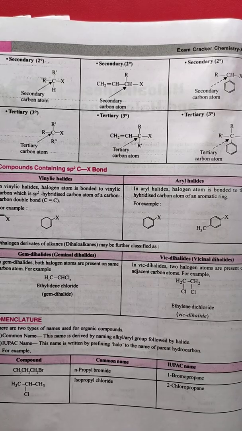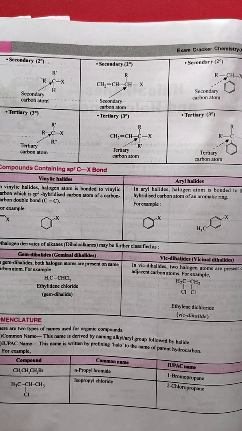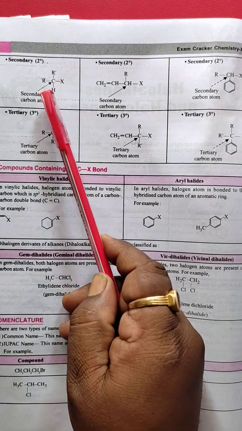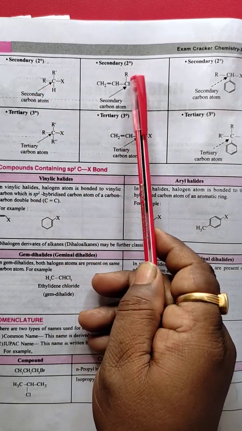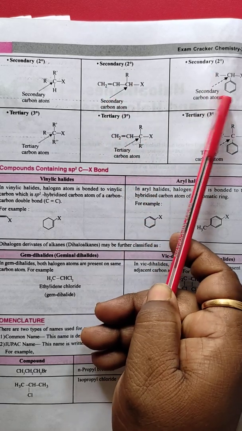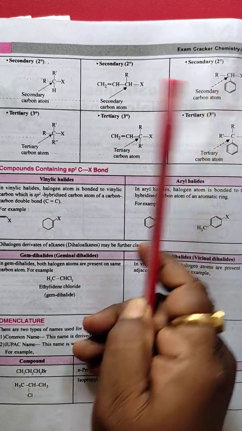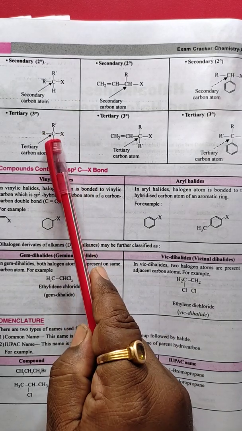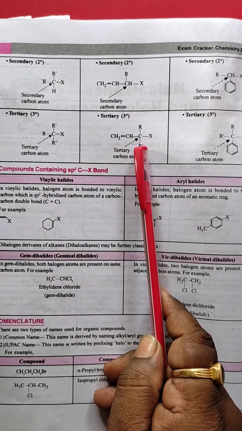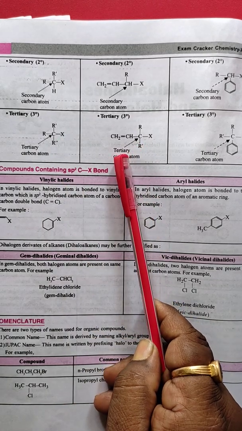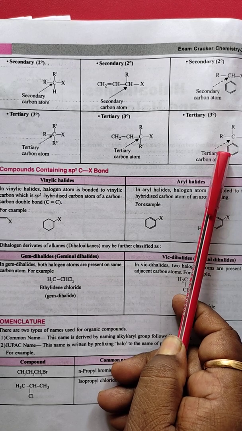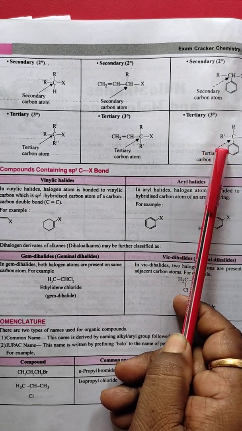Yes, after that students, we have the secondary. So here you can see in this case of secondary we have a CH, that is a secondary carbon atom. In this case also we have CH, secondary carbon. In the aryl system also we have CH, that is a secondary carbon. In case of tertiary we have no hydrogen present, so that is a tertiary carbon atom. Here we have another one, that is also a tertiary carbon atom. In this case also tertiary, we can see that there is no hydrogen present, so that becomes a tertiary carbon.